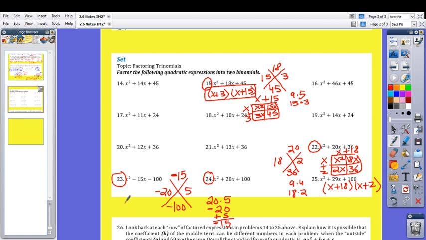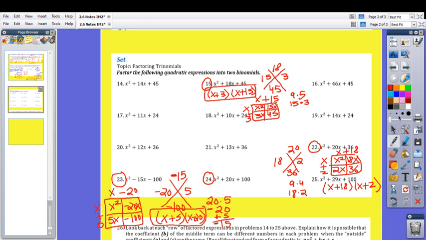So when we will be making the box for it, that will be x squared and then 20x, negative 100, and then positive 5x. So this will be x and x, this will be plus 5, this will be take away 20. So it will give you x plus 5 and x take away 20.